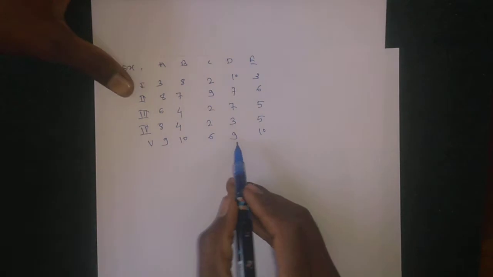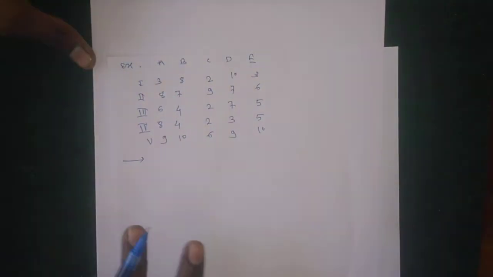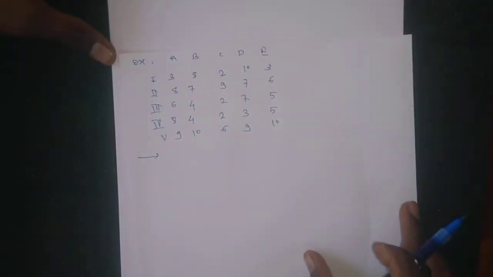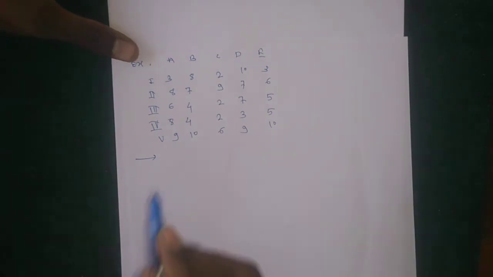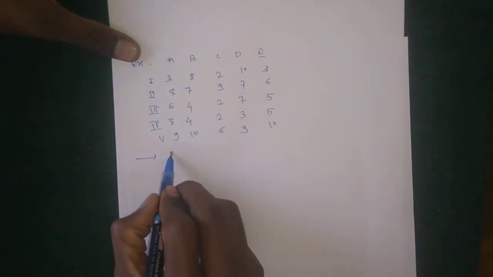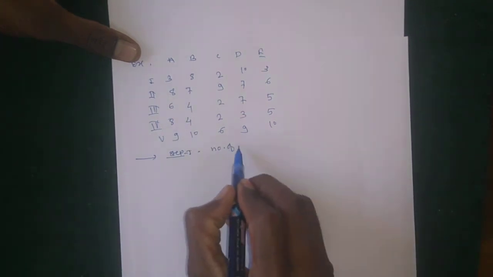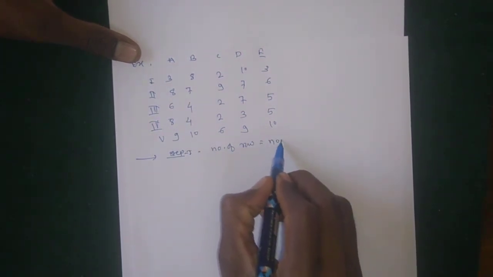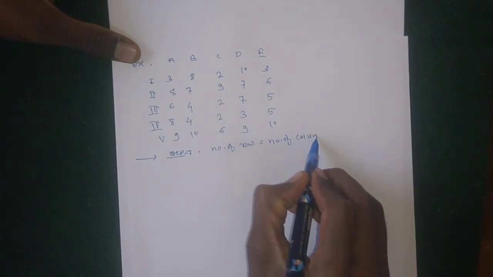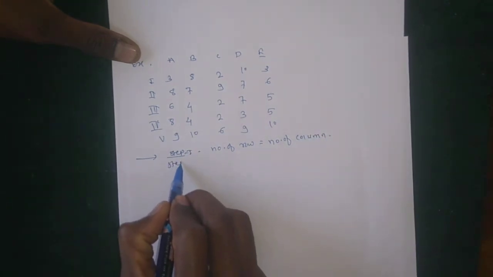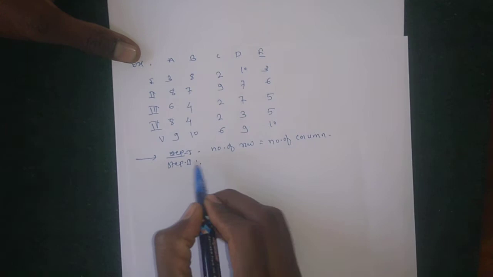So firstly, how to solve this problem, we have to find the optimal solution. Here, step first: number of rows equal to number of columns. Okay, number of rows equal to number of columns. Then the next step, second. What is step second?